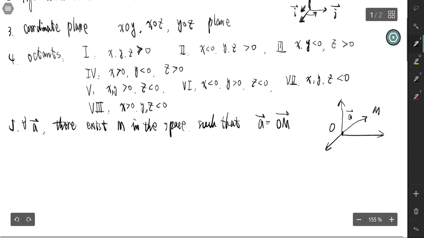And if we know that the endpoint M is (x, y, z), then any M corresponds to one vector, and any vector corresponds to a point in the space. We show how to relate this correspondence. If we use OM as a diagonal of a cube, and the three axes as edges of this cube, then we have this.